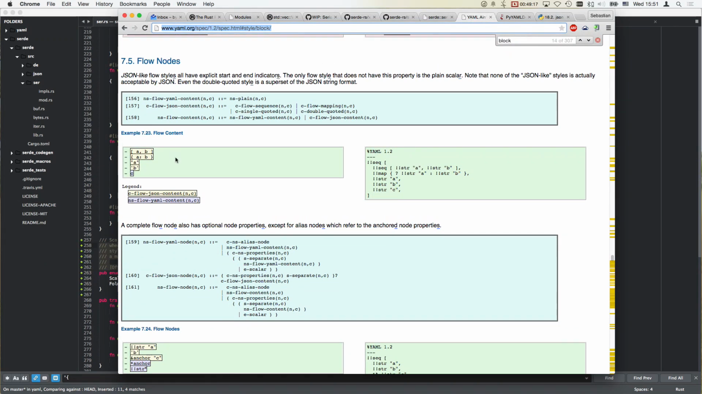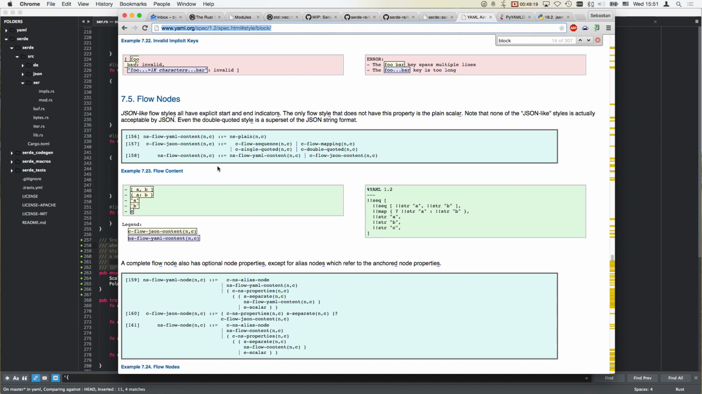Flow content. Flow nodes. Flow JSON content, flow YAML content. Oh ho, JSON-like flow styles all have explicit start and end indicators. The only flow style that does not have this property is the plain scalar.